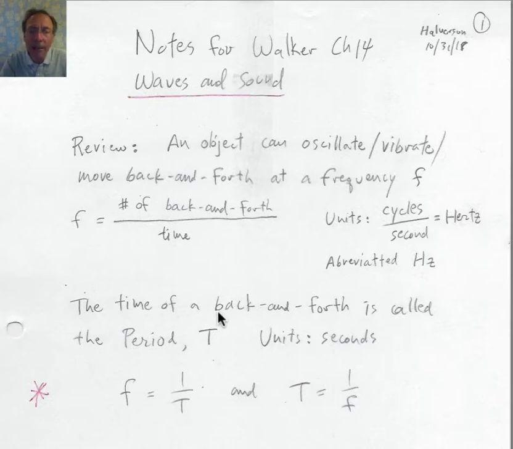And the time it takes for that object to go back and forth and come back where it started from, do a full cycle, is called the period. And the units of the period of vibration is seconds. We have that the frequency is the reciprocal of the period, and the period is the reciprocal of the frequency.